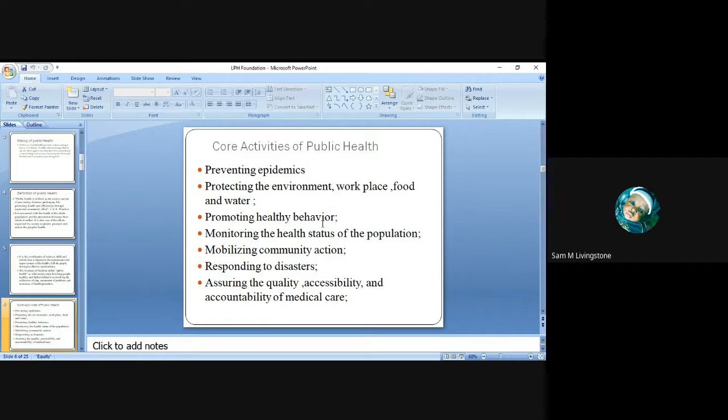What is the central theme in public health? What are the core activities in public health? Prevention of epidemics or outbreaks. The major aim of public health is prevention, protecting the environment, the workplace, our food, our water, promoting healthy behavior or a healthy lifestyle.